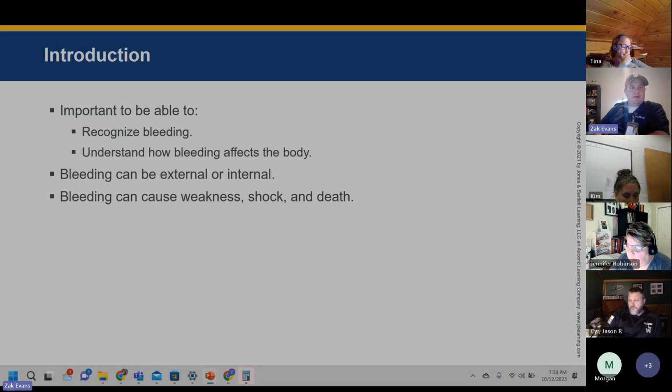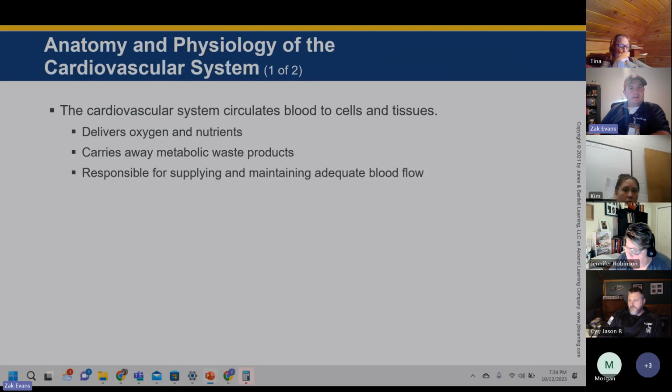All right. Introduction, important to be able to recognize bleeding, understand how bleeding affects the body. Bleeding can be both internal and external. Bleeding can cause weakness, shock, and as we know, you run out of blood, you die. So we're going to review some anatomy and physiology.